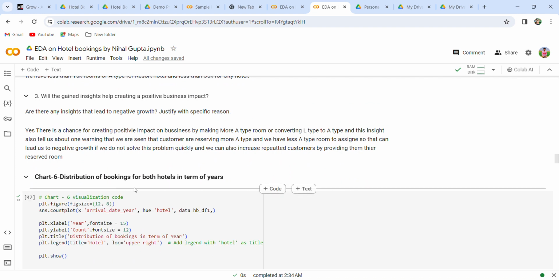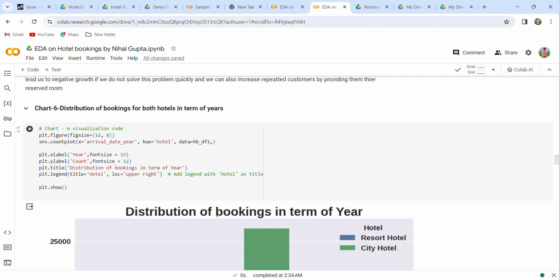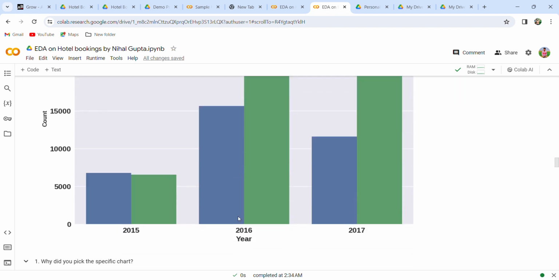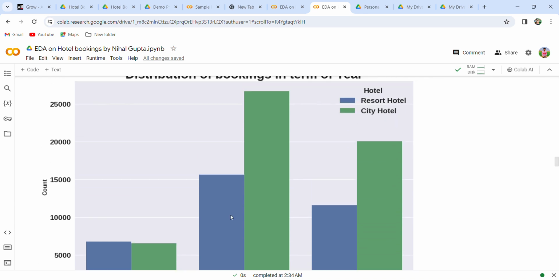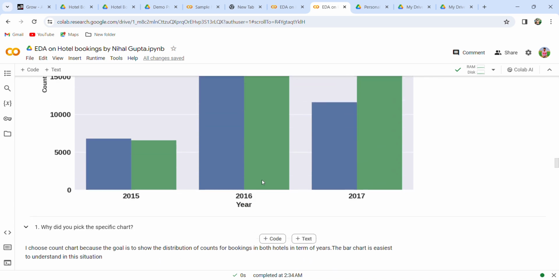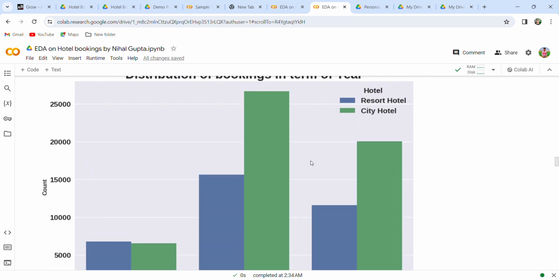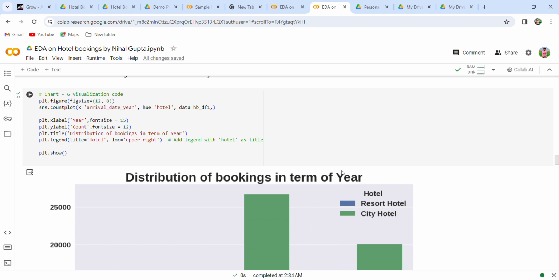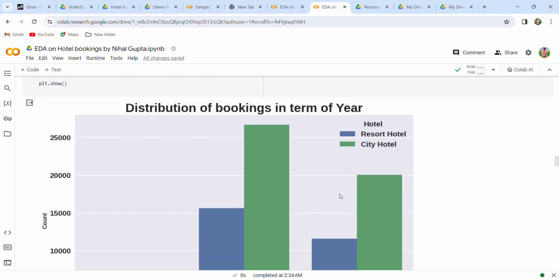Now the distribution of booking for both hotels in terms of year. Now we are gonna analyze what the bookings are for each year. So here we can see that 2016 has the highest booking for both of our hotels, both city and resort. Distribution of booking in terms of years.